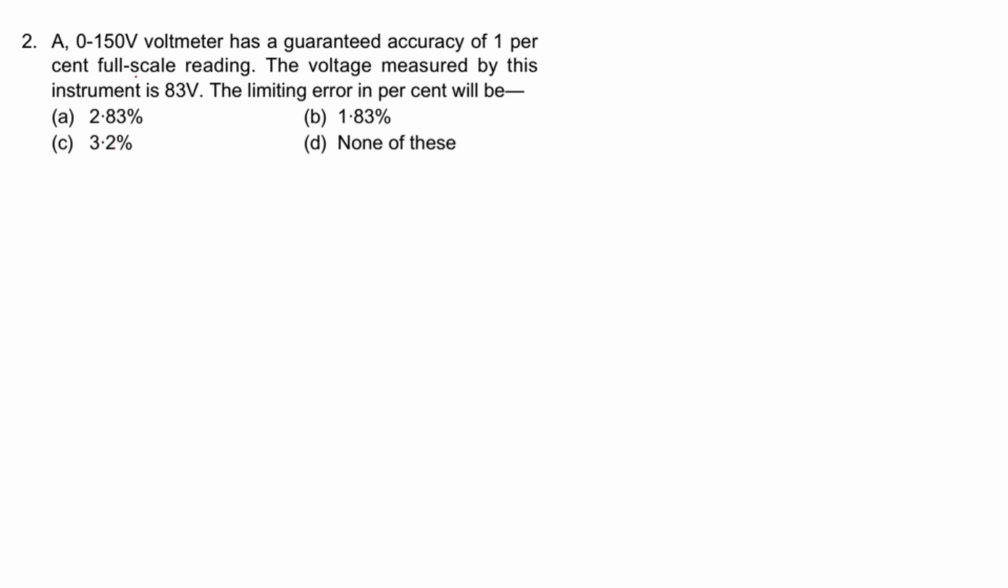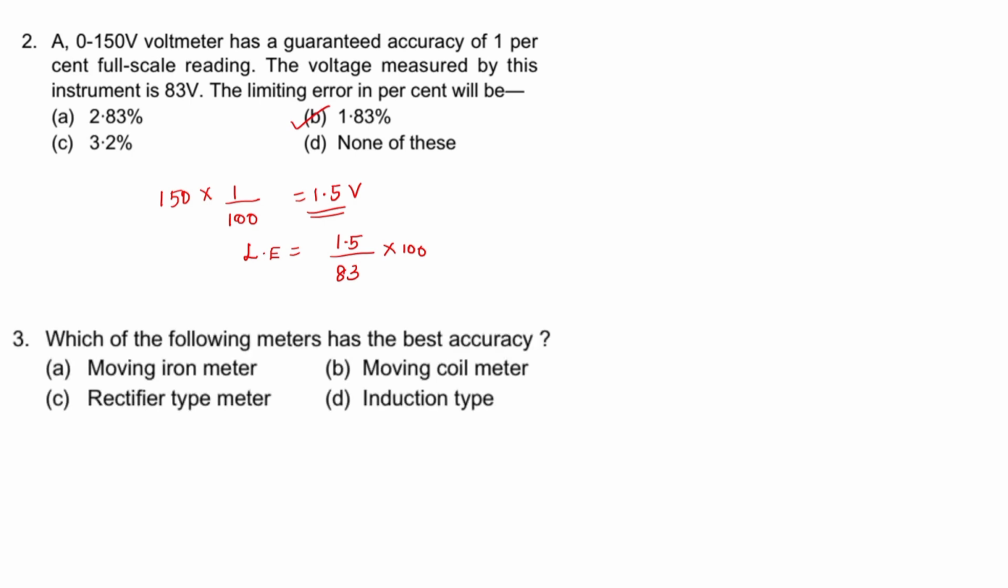2. A 0 to 150 volt voltmeter has a guaranteed accuracy of 1% for full scale reading. The voltage measured by this instrument is 83 volt. The limiting error in percent will be? So first of all, we are going to find out the error voltage for the full scale reading. That is 150 into the error, which is 1%. So 1.5. So how to find out the limiting error? The limiting error is equal to 1.5 divided by 83 into 100. The answer is 1.83%. Option B is the correct answer.